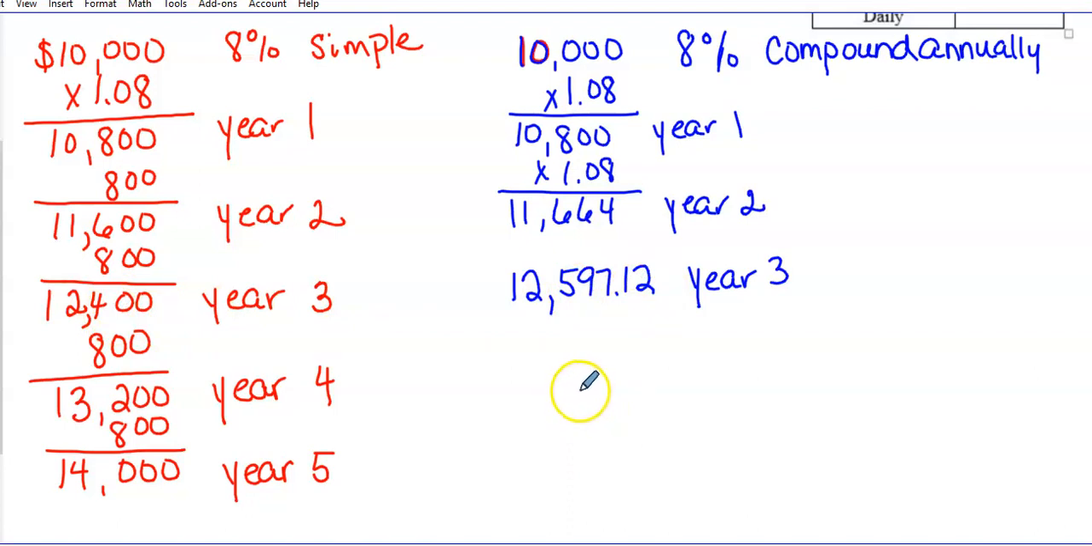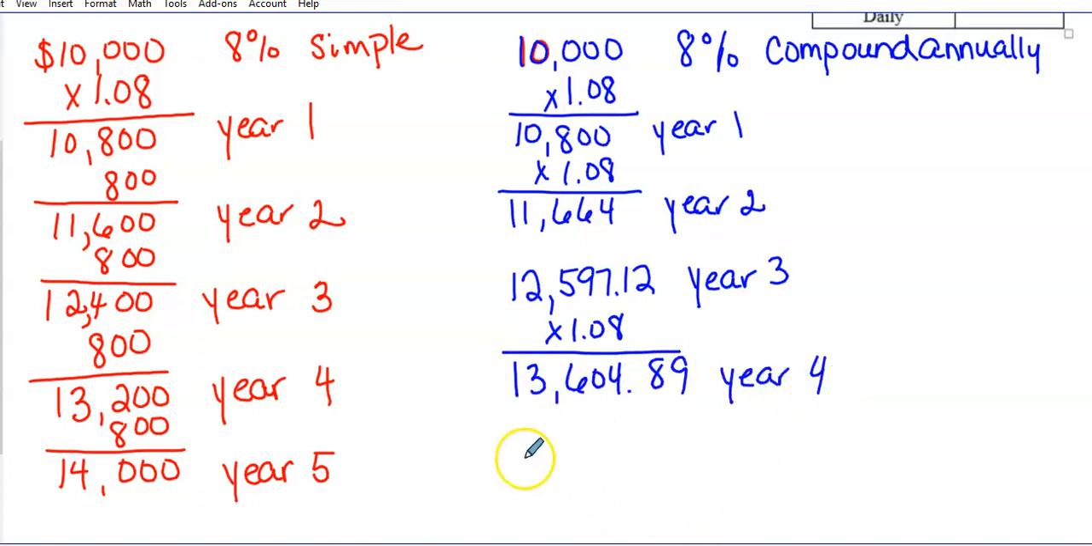That times 1.08. So they're going to take this amount and multiply that again. End of year 4, you have $13,604.89. And of course, we can do this with an exponential equation. We don't have to go through all of these years. I'm just illustrating to you the difference. So take that amount one more time.